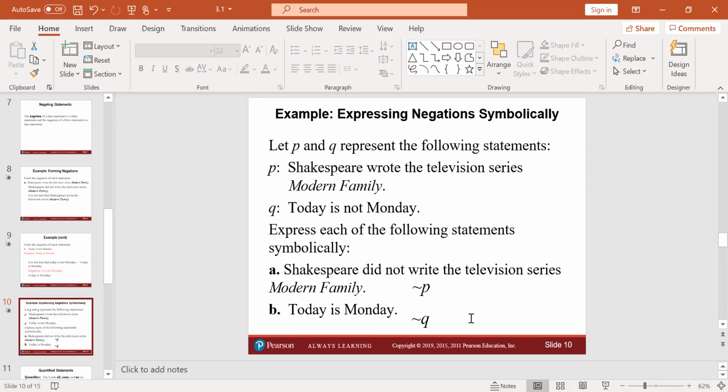And as you can see, we're going to use a lot of symbols. We have to. So we use this little squiggly line. It's called the tilde. That's going to be our symbol for the negation. If you see a tilde before a letter, you're actually taking the negation of the statement that letter represents.